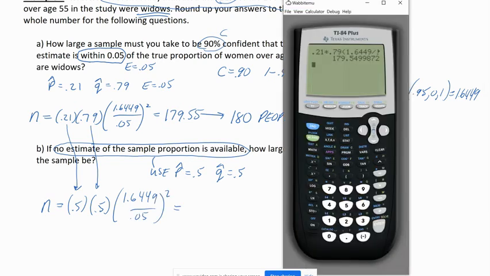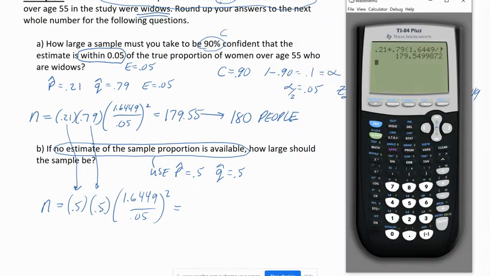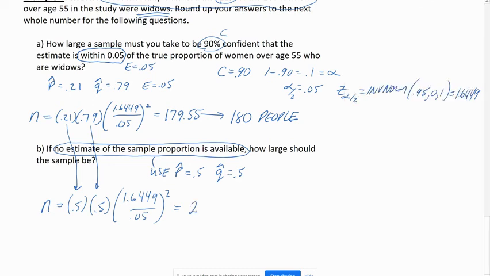Okay, so I'm going to use the same trick on the calculator, which is, if I press second enter, then I'm going to scroll over and just change what used to be 0.21 to 0.5, delete the extra digit, and then change 0.79 to 0.5, delete the extra digit, and press enter. That gives me 270.57. And so we would take that and say at least 271 people. So that's the minimum sample size. If we didn't already have this preliminary study that gave us an idea of what the p-value is, then we would assume that p is 0.5.